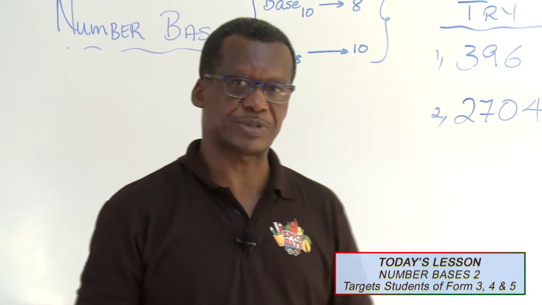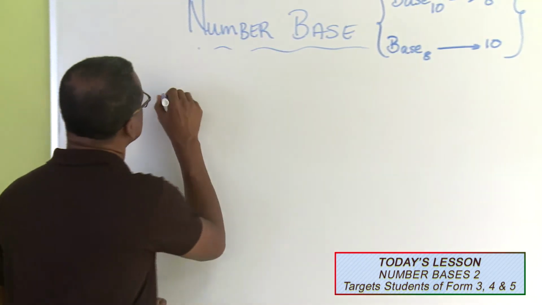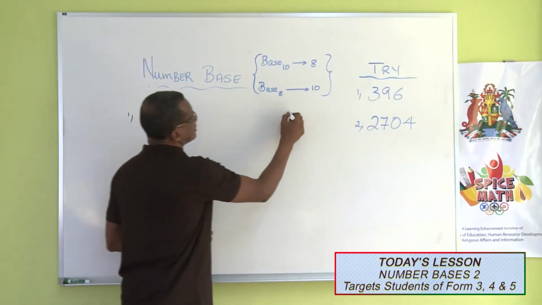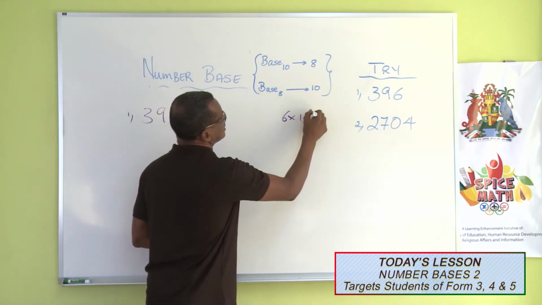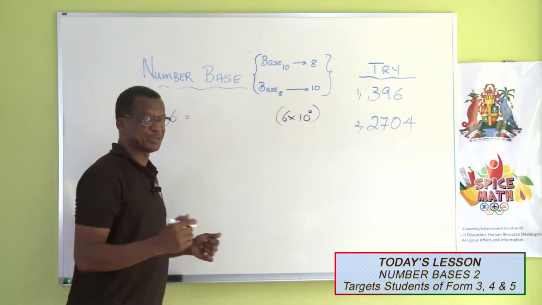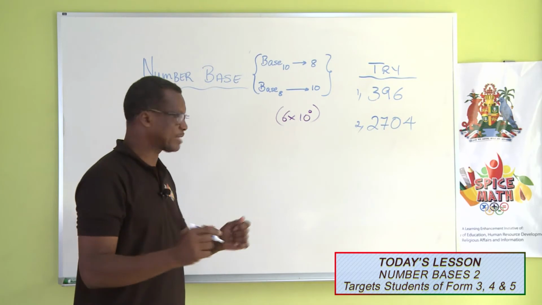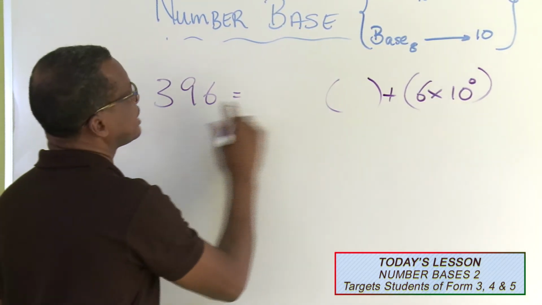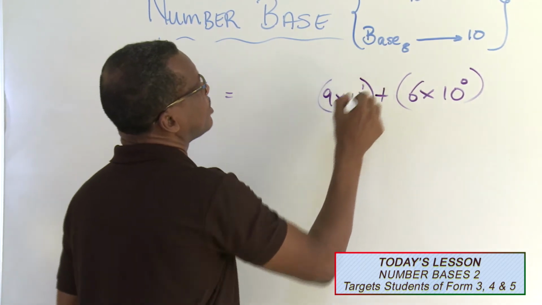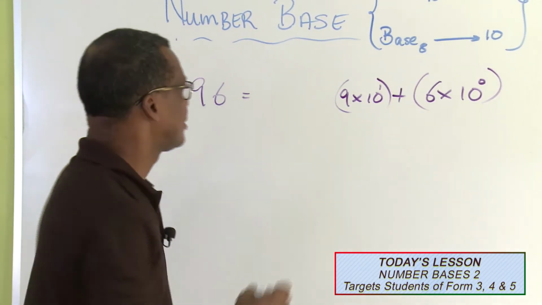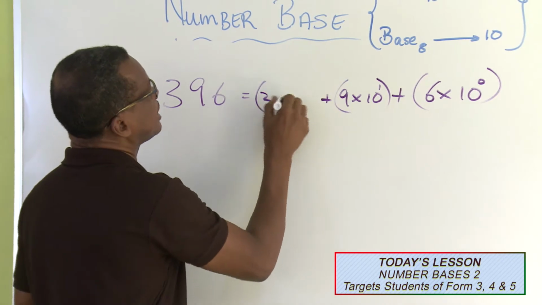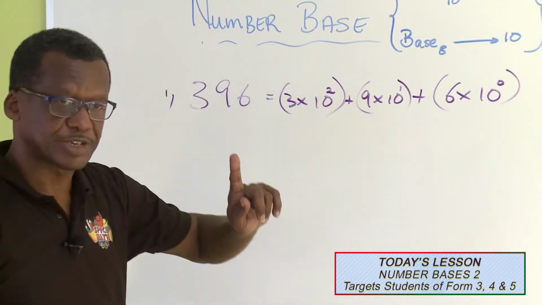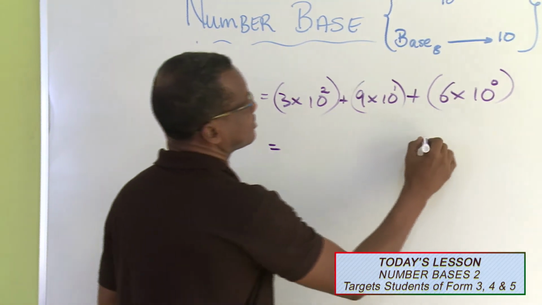Okay, so now you've tried those on the board. Let's see if you got them right. Number 1, 396 is 6 times ones, or 10 to the power of 0. We're going to put that power for ones, plus 9 times 10 to the power of 1, or tens, plus 3 times 10 to the power of 2 for the hundreds column. Let's see what we get from that.